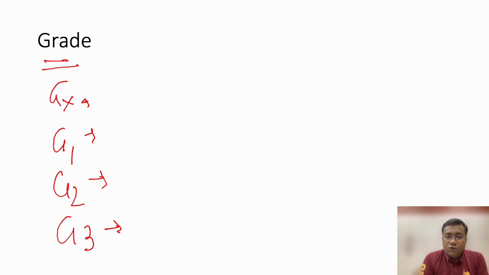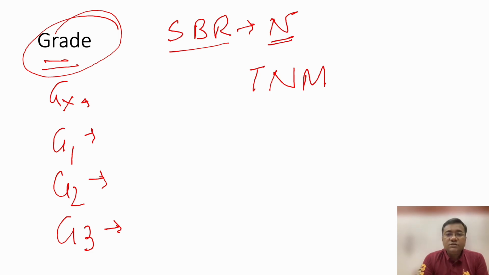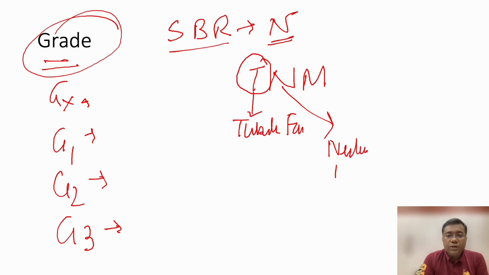How do you remember? You remember as TNM again. This whole thing was devised by Scarff-Bloom-Richardson, so it is also known as SBR, and it was modified by Nottingham, so it is called Nottingham's modification of the SBR system. Now this grading system is done based on TNM. T stands for tubule formation, N stands for nuclear pleomorphism, and M stands for mitotic count in the cancer cell.